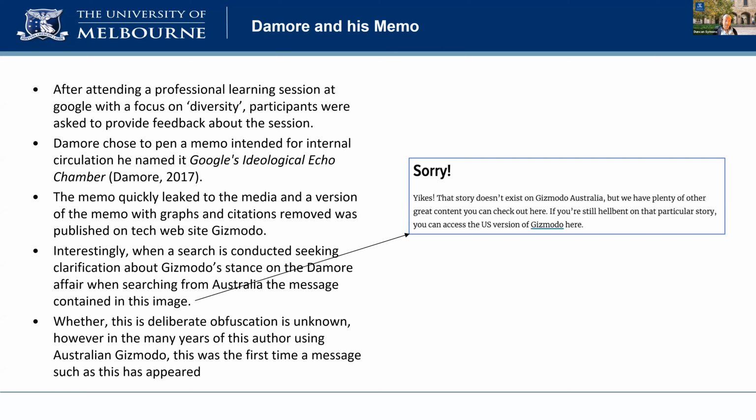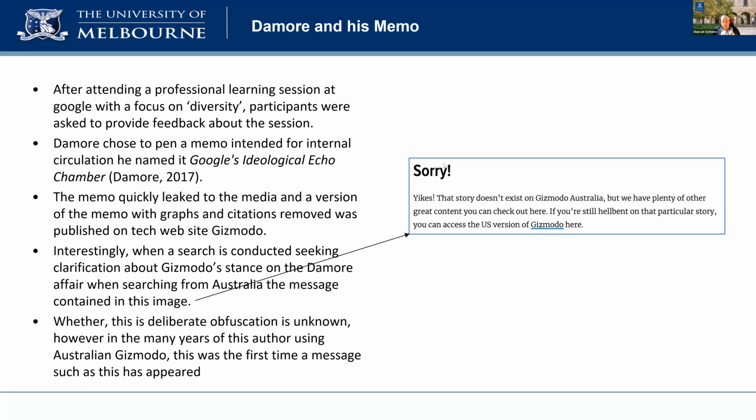It was left just as text, basically. An interesting thing that I found when I was researching this was that on the Australian Gizmodo page, they have removed links to their discussion of this issue, and you have to go in sort of via the back way and go to the US version of Gizmodo to find any discussion of this. As I say there, I don't know whether this is deliberate obfuscation, who knows?